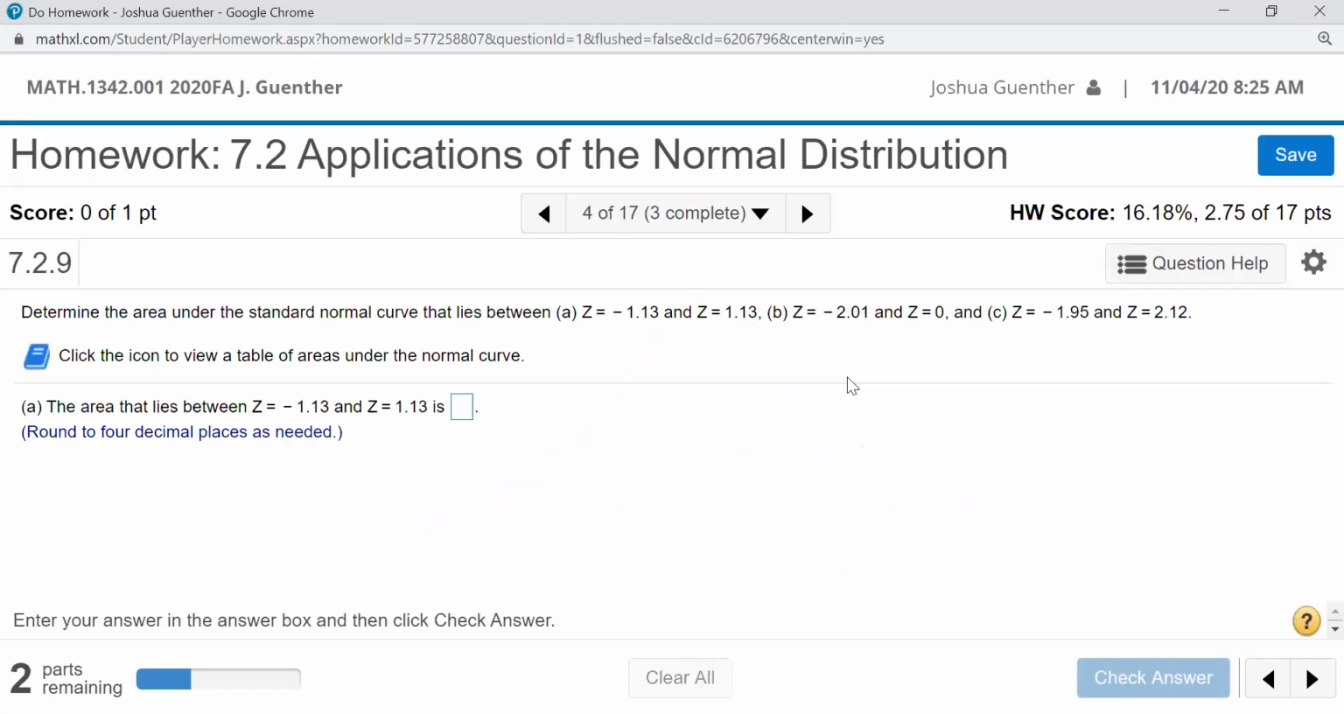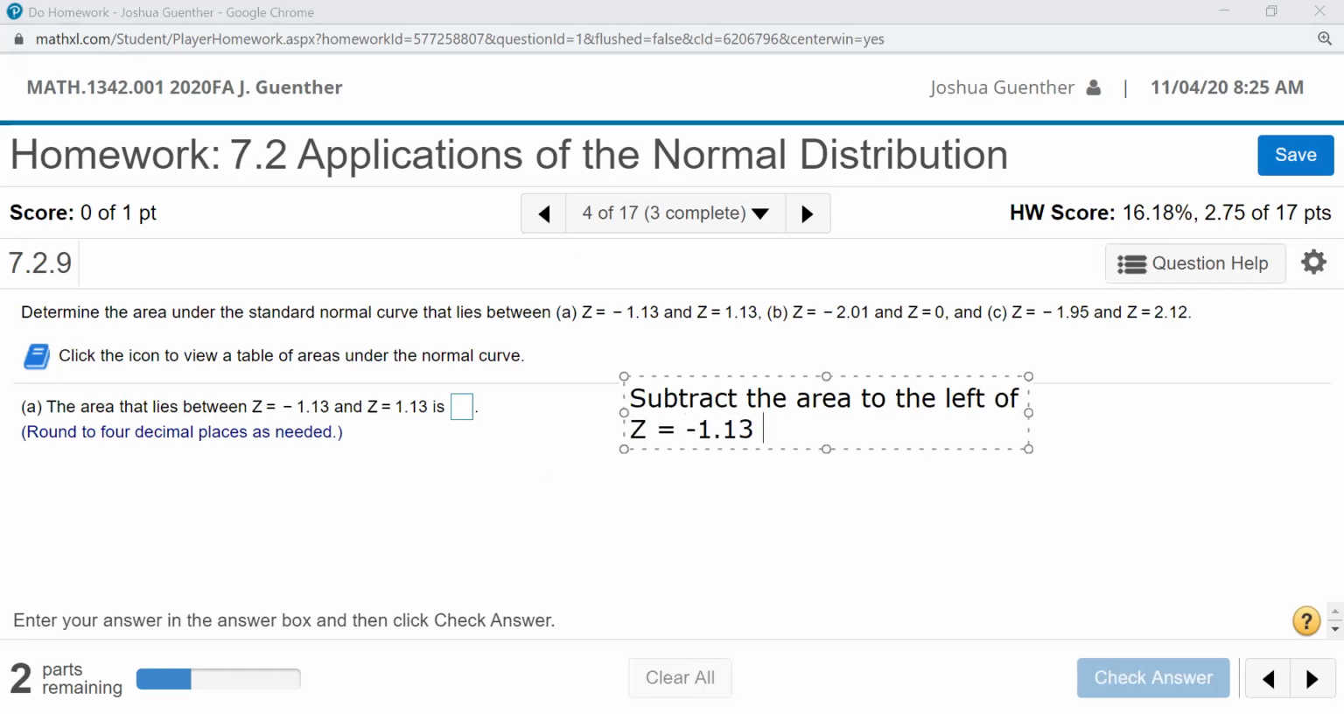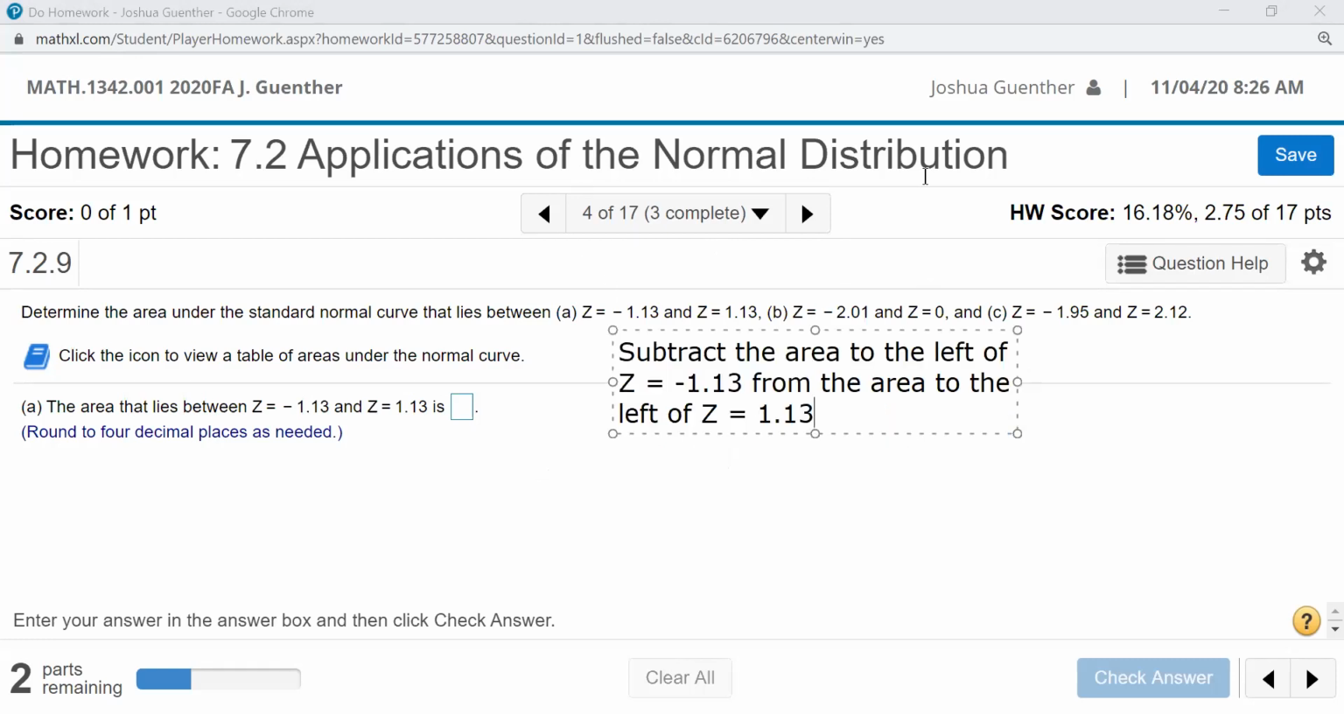So using this system, the area that lies between a z-score of negative 1.13 and a z-score of positive 1.13, we're going to subtract the area to the left of z equals negative 1.13, the smaller one, from the area to the left of positive 1.13. We can use the chart in both cases.